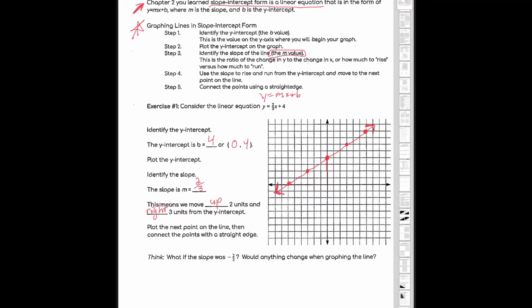Down here it says, what if the slope was negative 2/3? Would anything change when graphing the line? Yes, negative 2/3 would give us a negative slope. So instead of going up 2 and to the right 3, we would go down 2 to the right 3, down 2 to the right 3. And this would be an opposite slope. So positive slopes go up from left to right, and negative slopes go down from left to right.